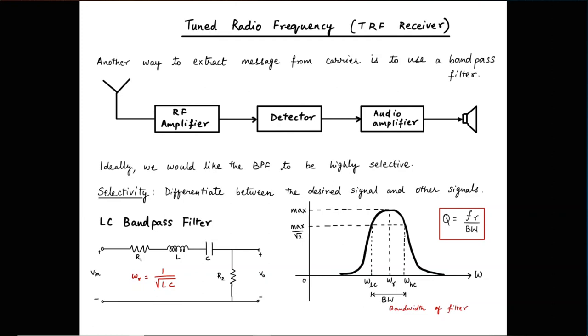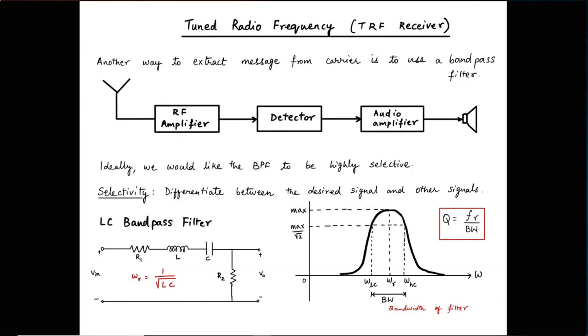tunability and the selectivity. Then we will take a look at a powerful receiver called the Superheterodyne receiver, which strikes a balance between these two aspects. Again, the tunability and the selectivity of a receiver that is based on using a bandpass filter, or maybe multiple bandpass filters. So this is another way to extract the message from the carrier by using a bandpass filter.